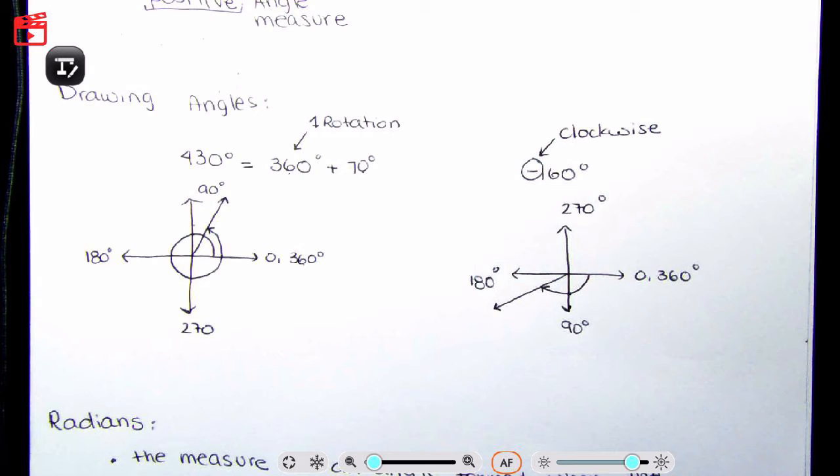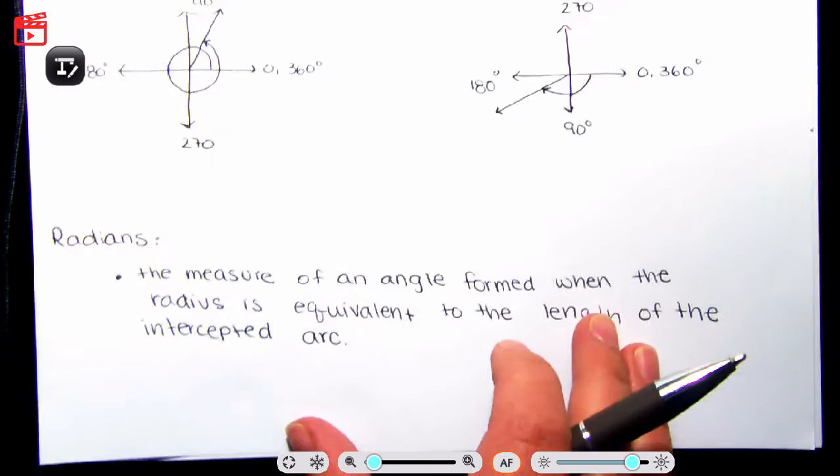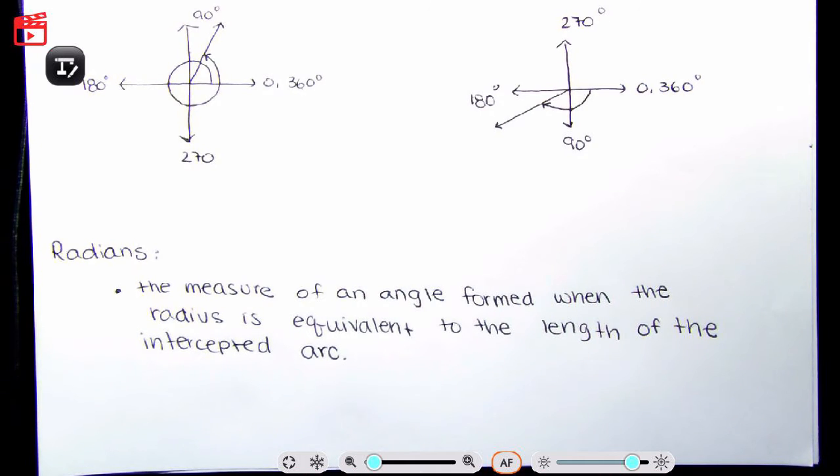Now, so far we've been dealing with degrees. Now let's talk about radians. So what the heck is a radian? Mathematicians are lazy and we get super creative, that's sarcasm, when we're naming things. So a radian is the measure of an angle formed when the radius, get it, radius, radians, is equivalent to the length of the intersecting arc. In trigonometry, you're going to use radians a lot. You're going to want to use radians more than you want to use degrees. The reason being is radians is a larger form of unit measure.